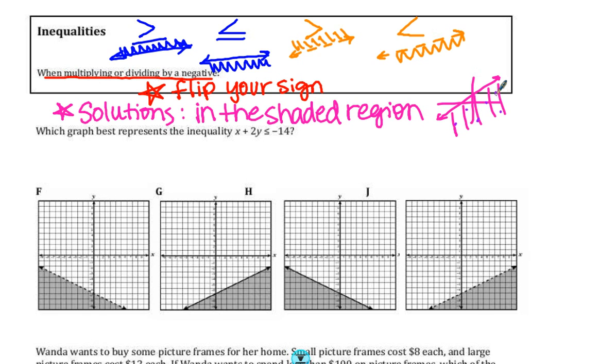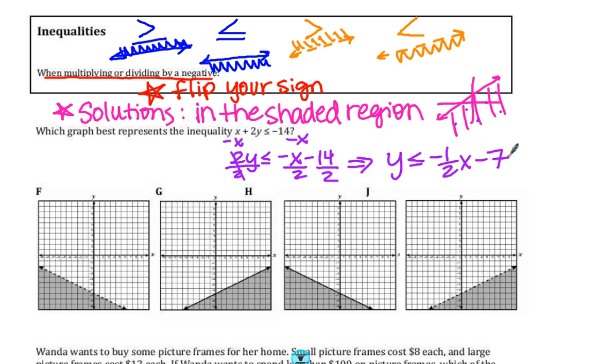All right, so let's look at this first example. Which graph best represents this? Well, I can't do anything with this until I get it into a y equals mx plus b format. So I'm going to solve for y by subtracting x from both sides. I have 2y is less than negative x minus 14. Divide everything by 2. Do I need to reverse my inequality here? No, because I divided by a positive 2 and not a negative 2. So y is less than negative 1/2 x minus 7.